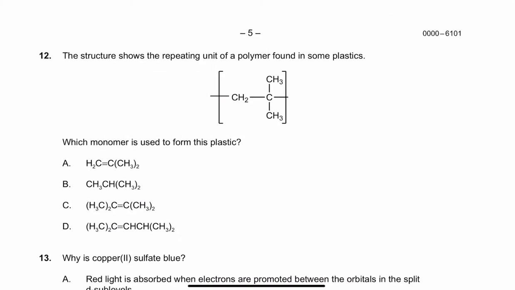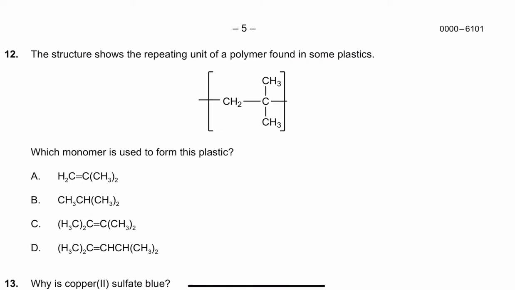Question number 12. Let's see. The structure shows the repeating unit of a polymer found in some plastics. Which monomer is used to form this plastic? So we know that when they show the polymer, they usually remove the double bond here, right? So we're just looking for what everything matches up with there.